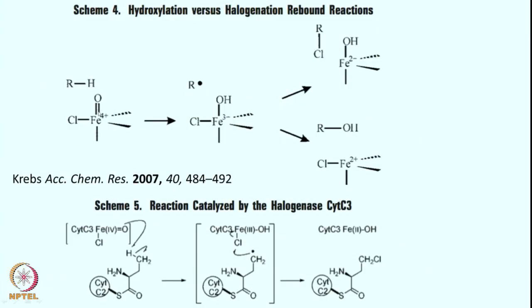Let us look at this one more time a little bit. So, what we are saying is that from the iron oxo, this RH undergoes hydrogen atom abstraction to give you hydroxo and R dot.